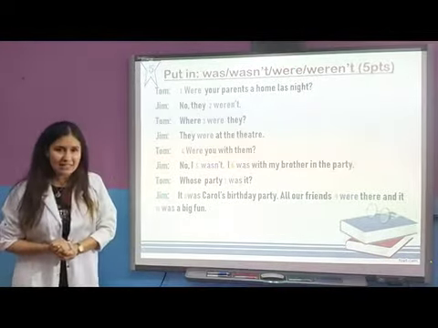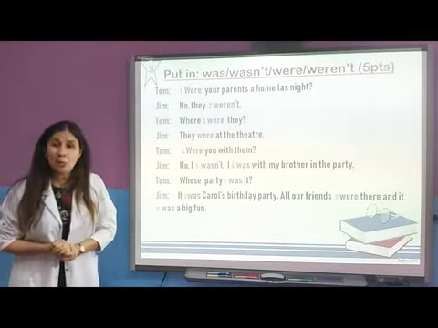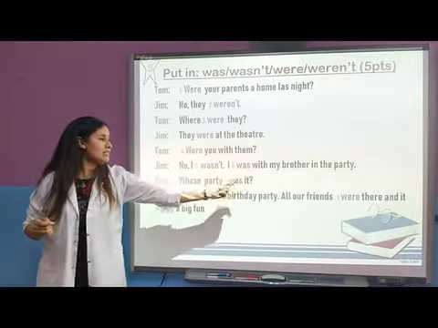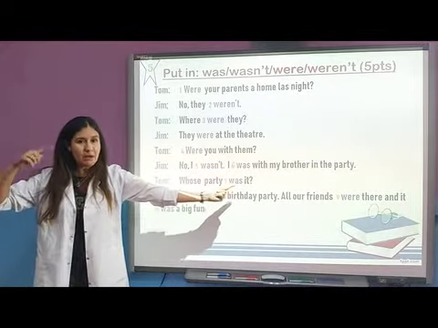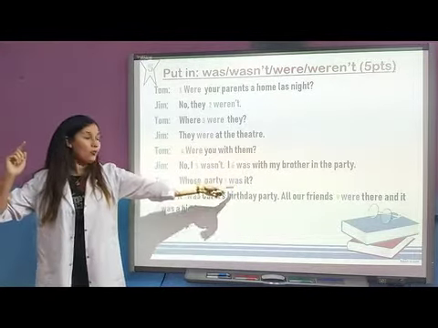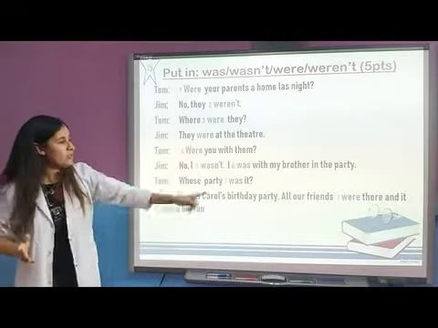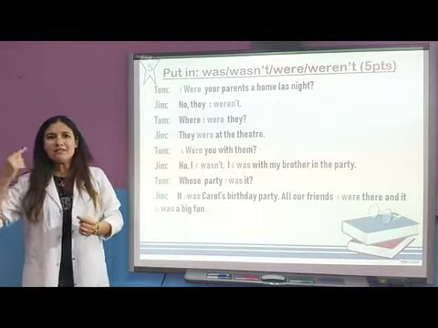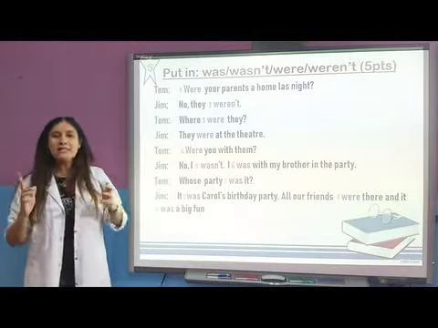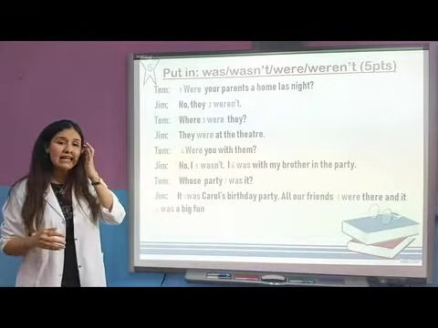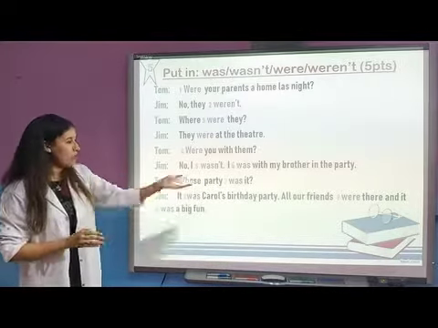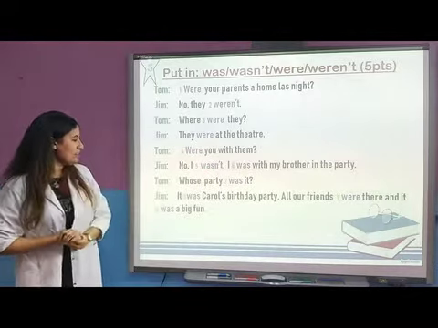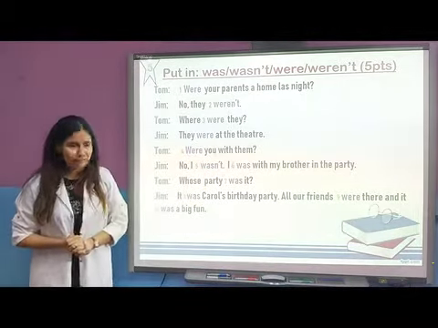Tom asked again, whose party was it? Here we are asking another question. The subject is it, and we are talking about a party, so we have to use was, not were, because party is singular, one party. That's why I have to say the party was, not the party were. But if I have parties, in this case I have to use were, alright? So we are talking about one party, so whose party was it? Okay, Jim answered, it was Carol's party.